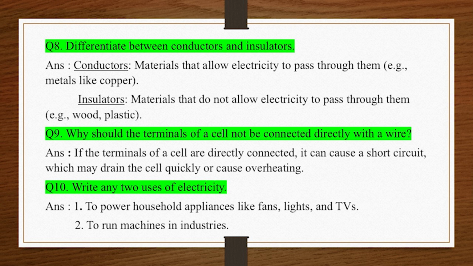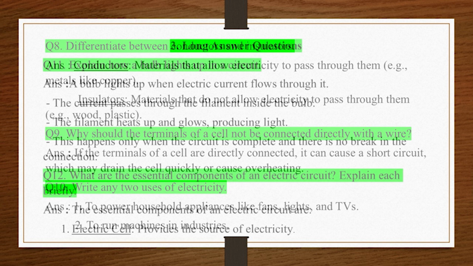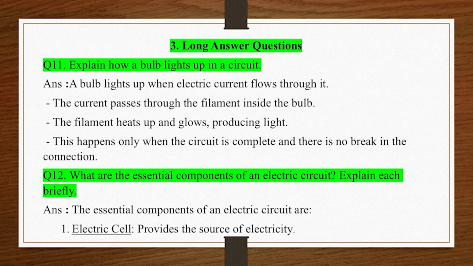10. Write any two uses of electricity. Answer. 1. To power household appliances like fans, lights, and TVs. 2. To run machines in industries. 3. Long answer questions. 11. Explain how a bulb lights up in a circuit.